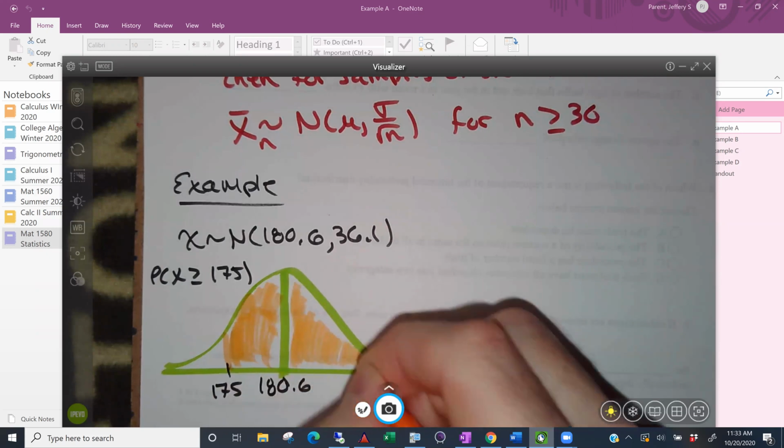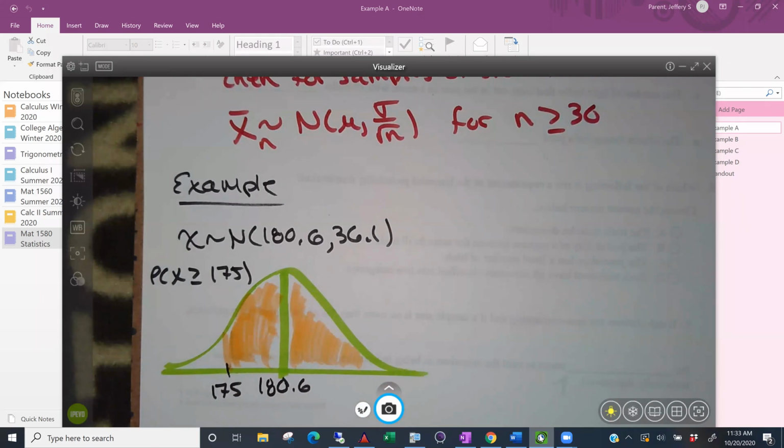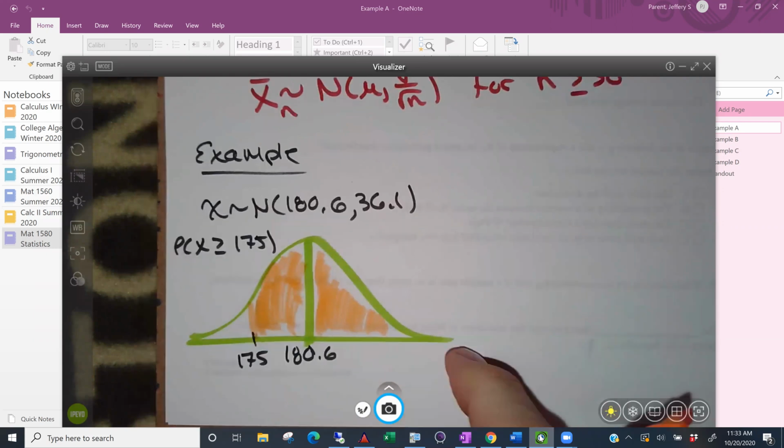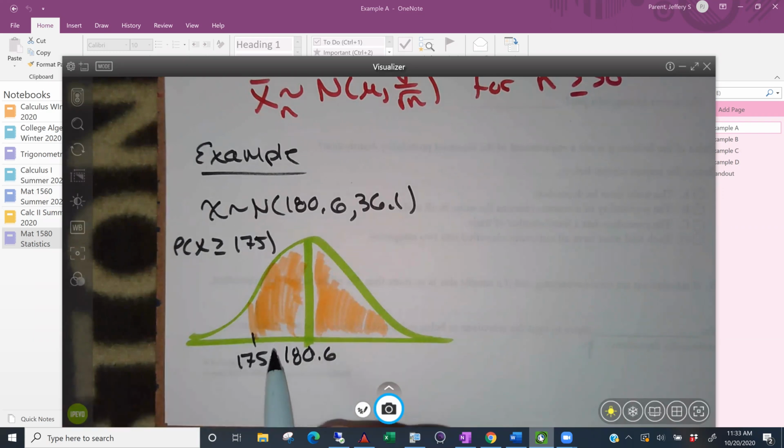I got a question. Why would it be to the right? Because I want the probability that x is greater than or equal to 175, so bigger numbers are going to be to the right. Okay, thank you. Good. So can someone tell me if this probability is going to be bigger than 1/2 or less than 1/2? Bigger. I got a vote from Natasha that says bigger. Do we agree?